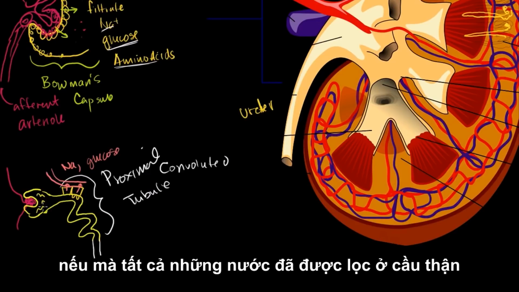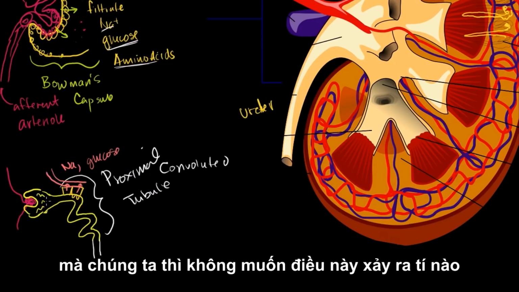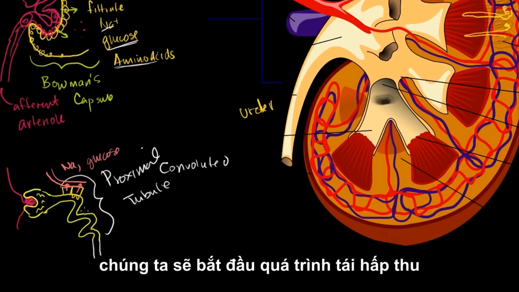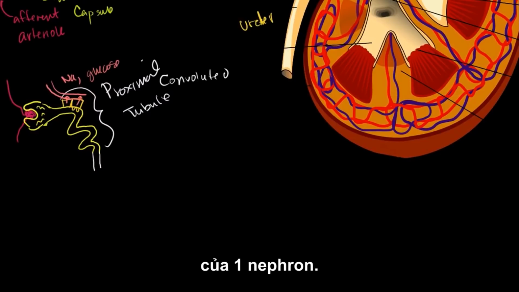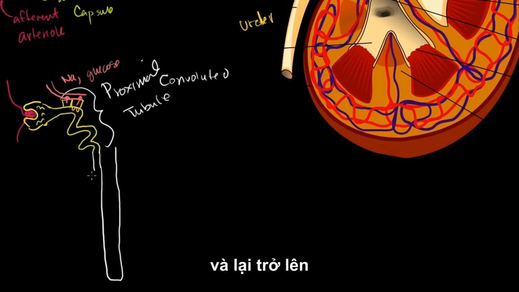If all of the water that was originally the filtrate, we were just leaving our urine, we'd be excreting gallons and gallons of water every day, which we do not want to do. So that's the whole point. We're starting the absorption process. And then we'll enter the loop of Henle. And actually, this is, in my mind, the most interesting part of the nephron. So we enter in the loop of Henle, and it dips down. It dips down and then comes back up. So the loop of Henle.